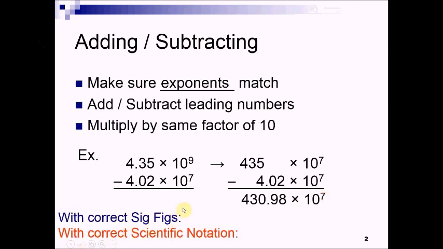I'm not sure if I've gone through significant figures or not yet, but depending on whatever order we do these notes in, with correct significant figures, you will have to look back at your original values. 4.35, okay, there's no zeros to worry about there. That is clearly 3 significant figures here. Okay, so we get 430.98 times 10 to the 7th.